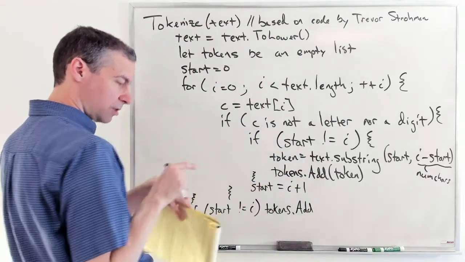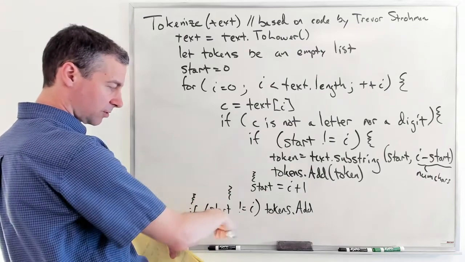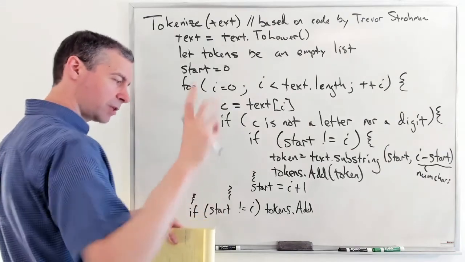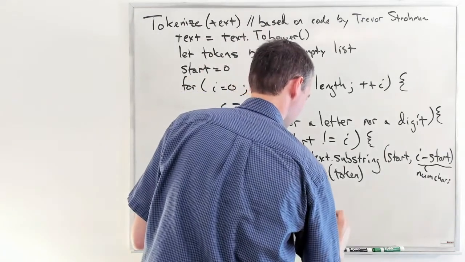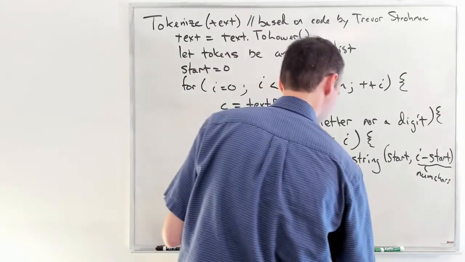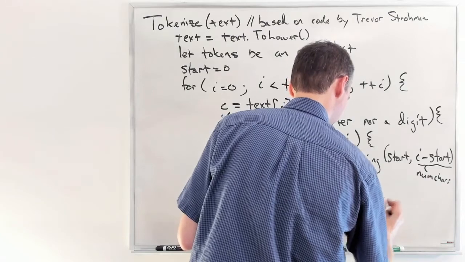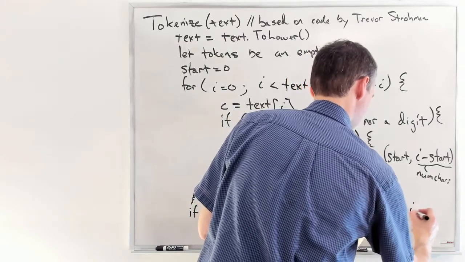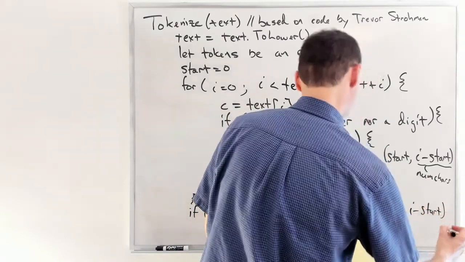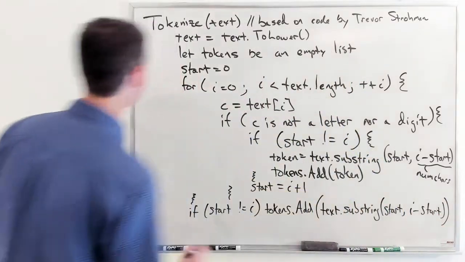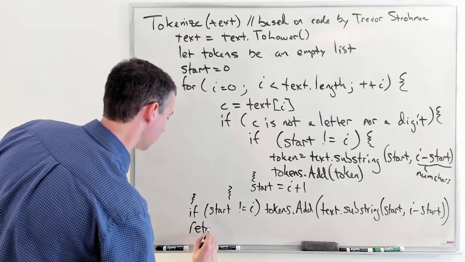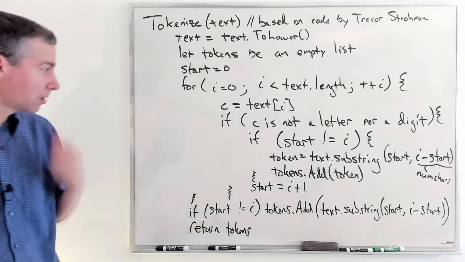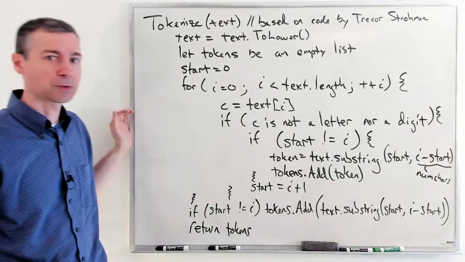So if we hit the end of the string and there's still something there based upon where the start is, so if the start is not at the end, then there actually was a token at the very end of the string and we need to grab that token. So it's again the same notion where we get a substring from start for this many characters. And at the very end of all of this, we return the tokens.